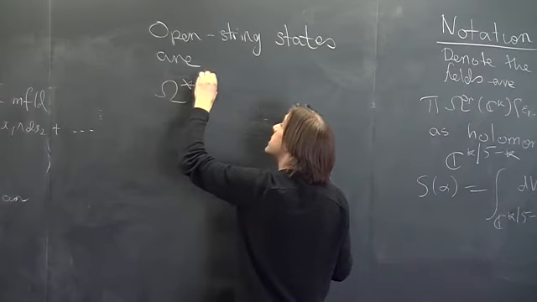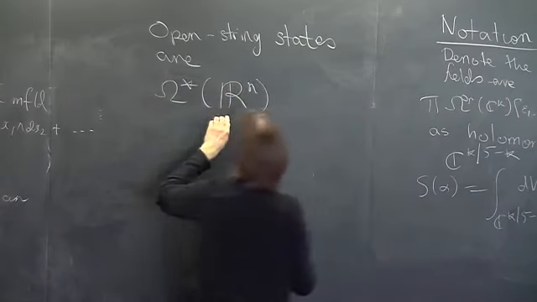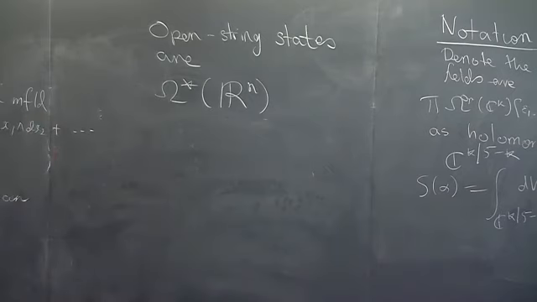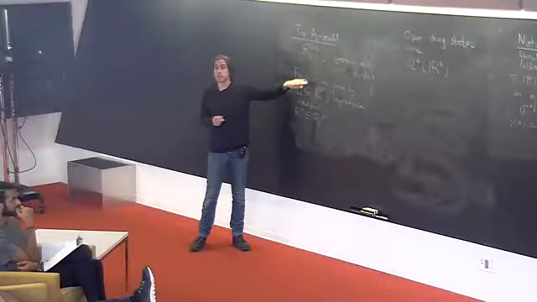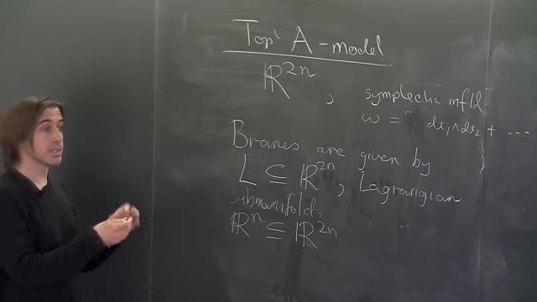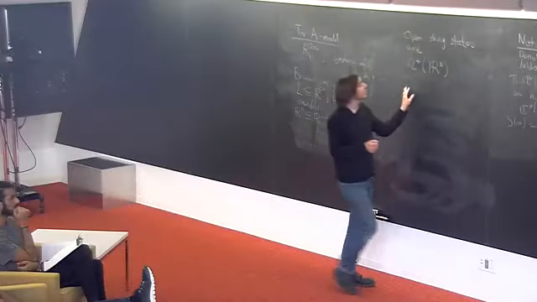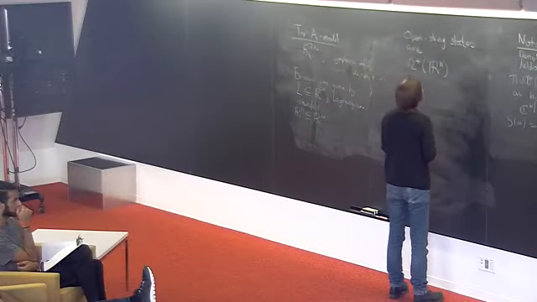That you just find that they're the algebra of differential forms on this manifold. Now, there's a simplification we're using. If we were in some more complicated geometry, there might be non-perturbative effects which make the space of open string states much bigger. But we don't have that here.